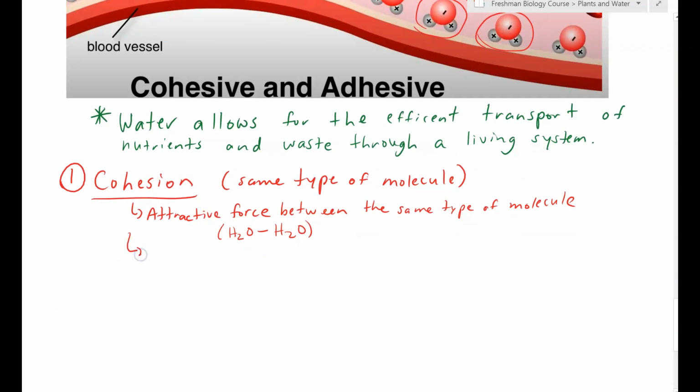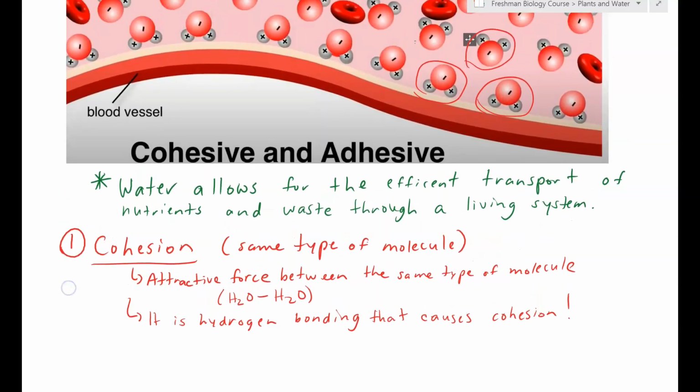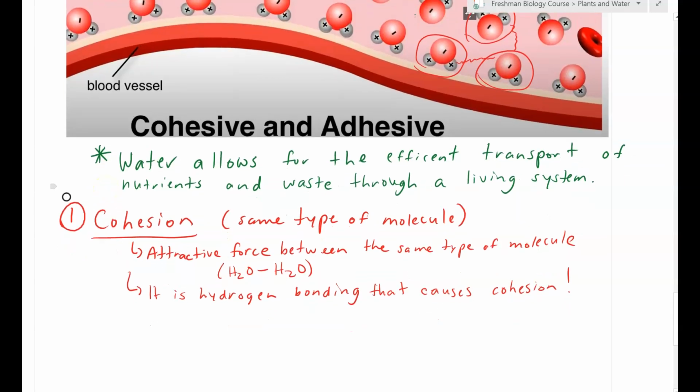And again, our big idea for the entire unit is hydrogen bonding, right? It is hydrogen bonding that makes this process possible. All right, so the hydrogen bonding actually really does cause the cohesion. There are hydrogen bonds between these water molecules that are holding them together. So that's the first property, cohesion, which is the same type of molecule. Just like soccer players are the same type of player on a sports team, and if they have a cohesive team, they all work together.